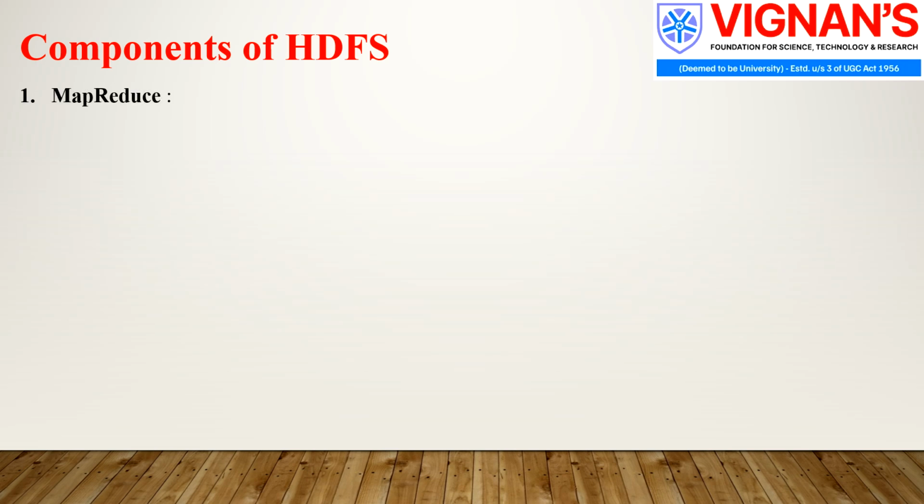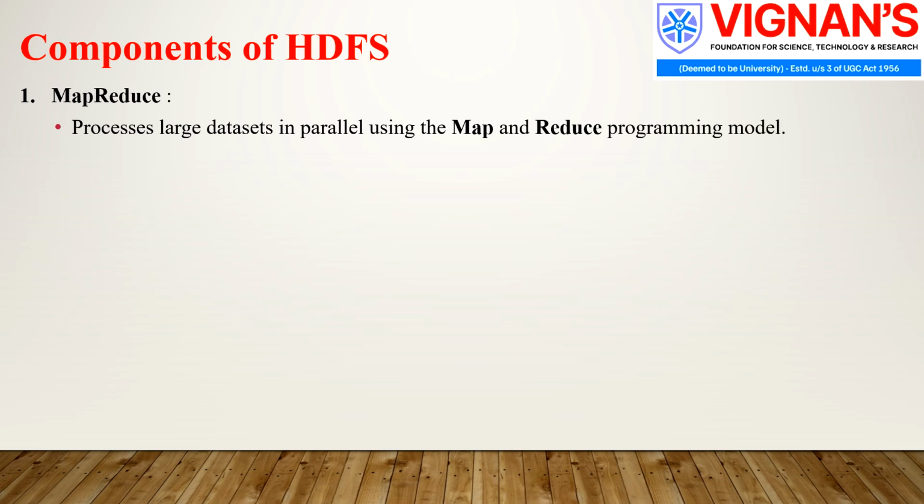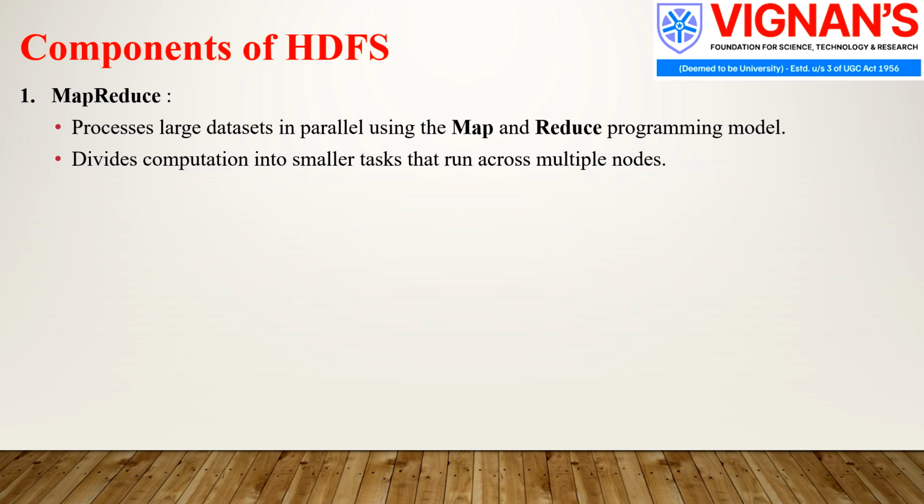MapReduce. This block represents MapReduce. MapReduce processes large datasets in parallel using the map and reduce programming model. It divides computation into smaller tasks and executes them across multiple nodes. This parallel execution improves performance and provides fault tolerance.